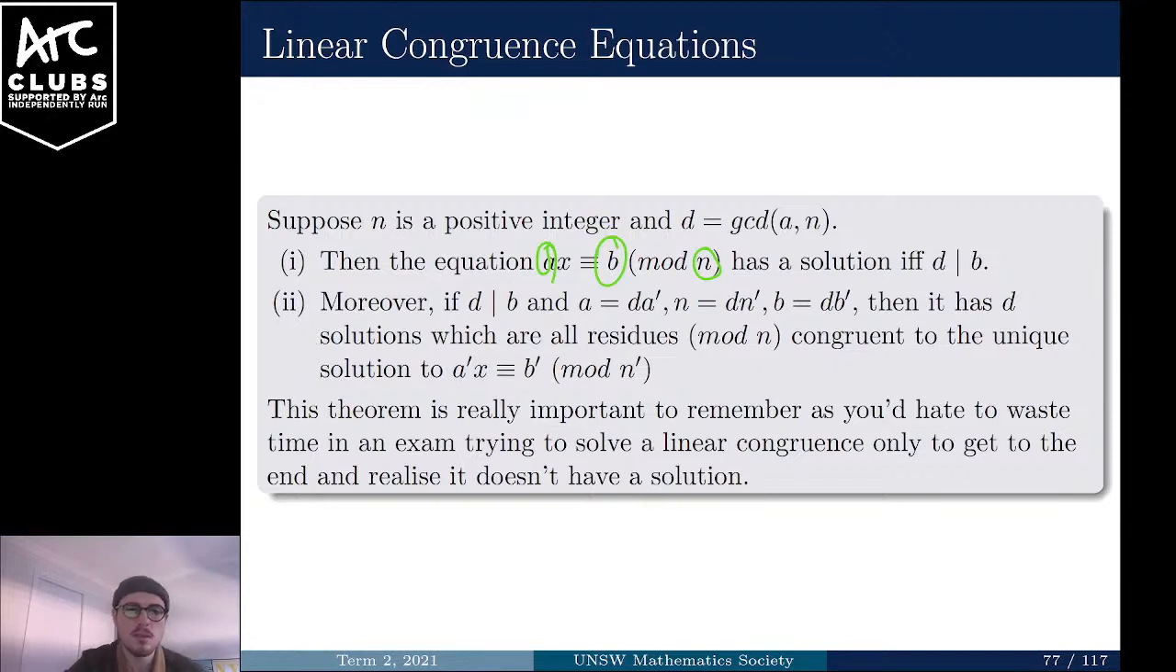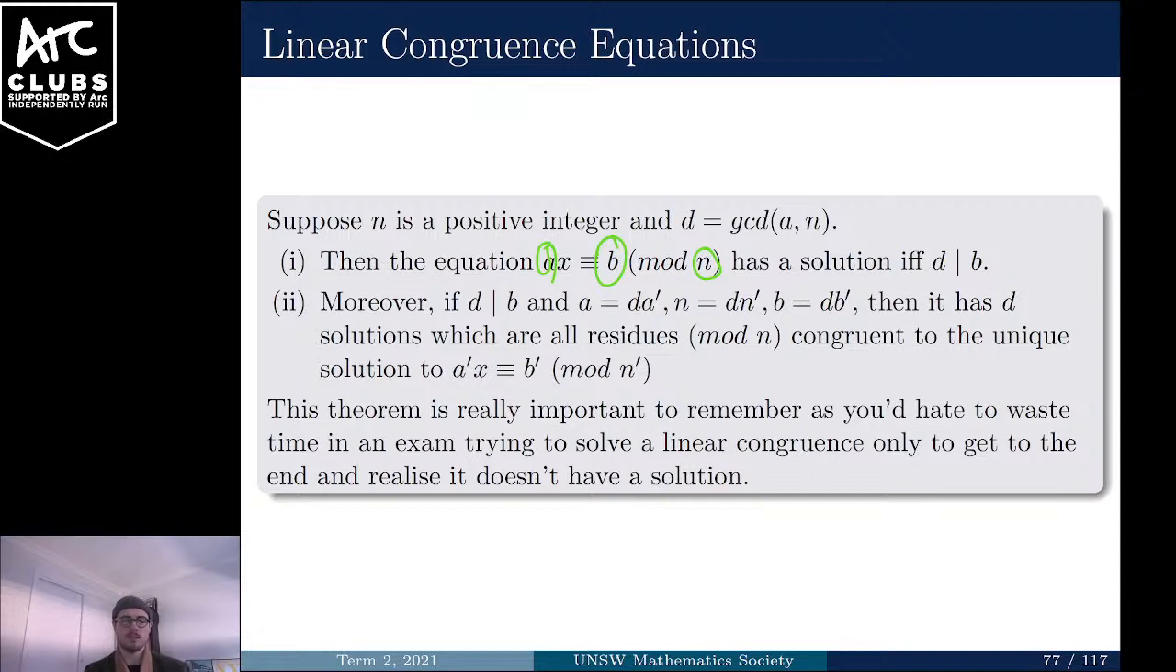This theorem is really important to remember, as you'd hate to waste time in an exam trying to solve a linear congruence only to get to the end and realize it doesn't have a solution. So you look at it straight away and you go, no solution, you just write no solution and move on to the next thing. And knowing Igor, he tends to put those in a lot of places. You spend a lot of time working on it, and then you realize it actually has no solution, if you forget to do this check.